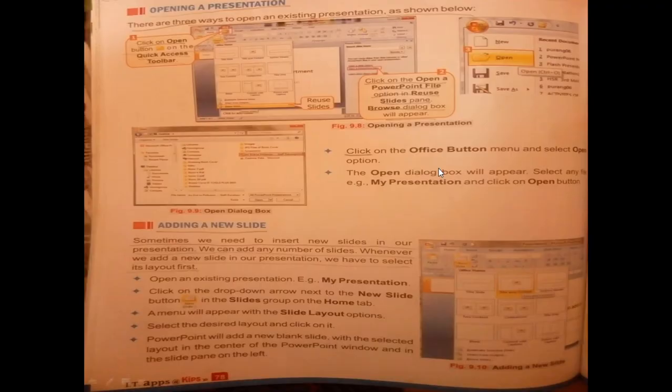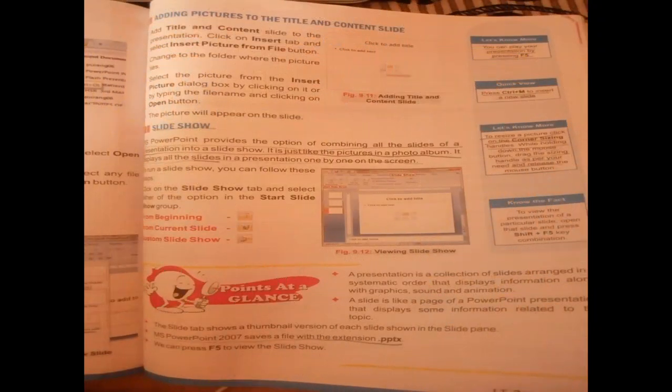Hope you are learning your computer and all the subjects one by one. Points at a Glance is very important because all the points whatever we have learned in the chapter, they put in short form in the Points at a Glance. So once you go through the Points at a Glance, it will be easy for us. You can even read the Quick View and Let's Know More. Some very interesting things are given in that.